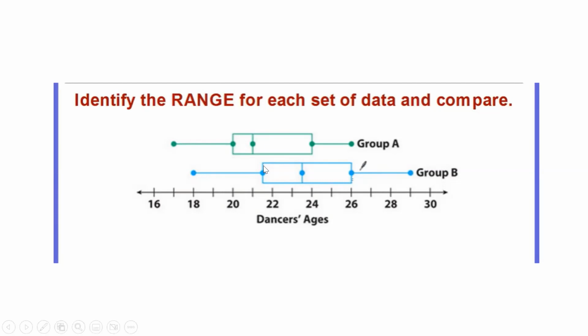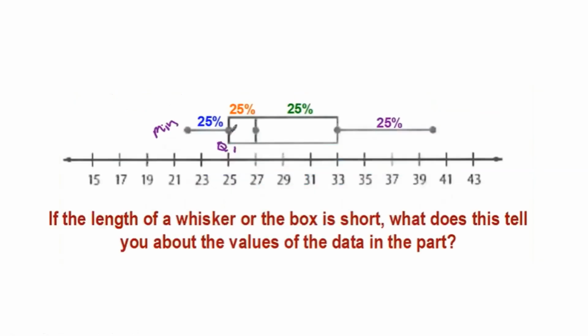Assuming that the whole body of this group B was above this one, I would have said that the middle 50% of B is generally higher than the middle 50% of A. So that's assuming. How do you calculate your interquartile range? Interquartile range is Q3 minus Q1. That's all they can tell you.